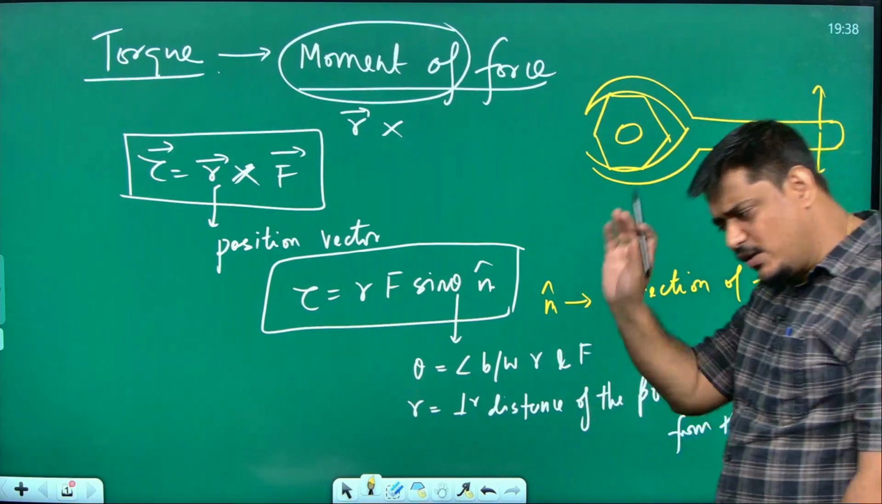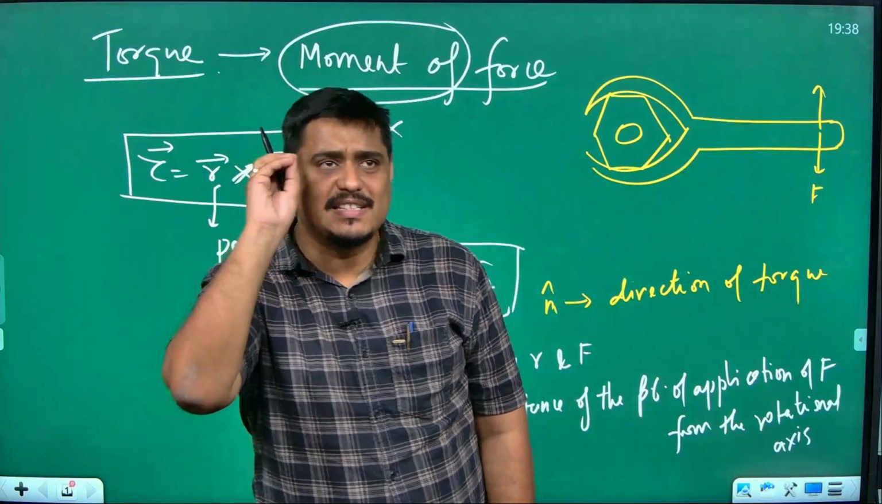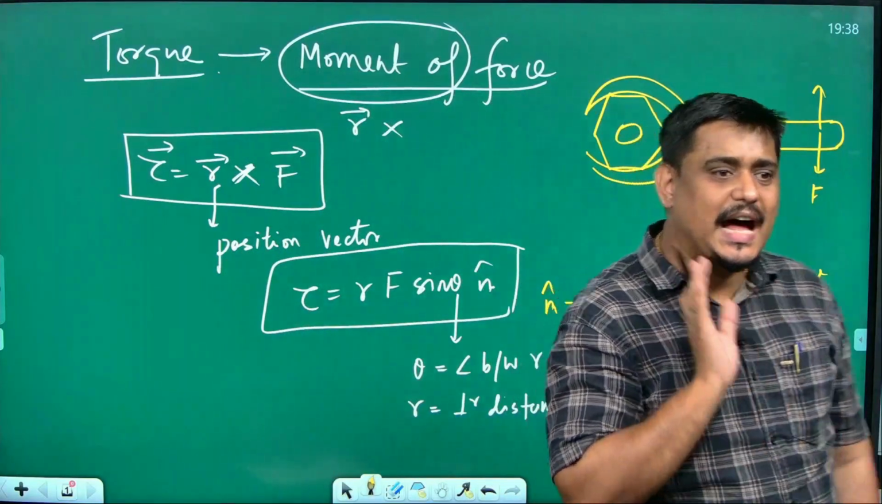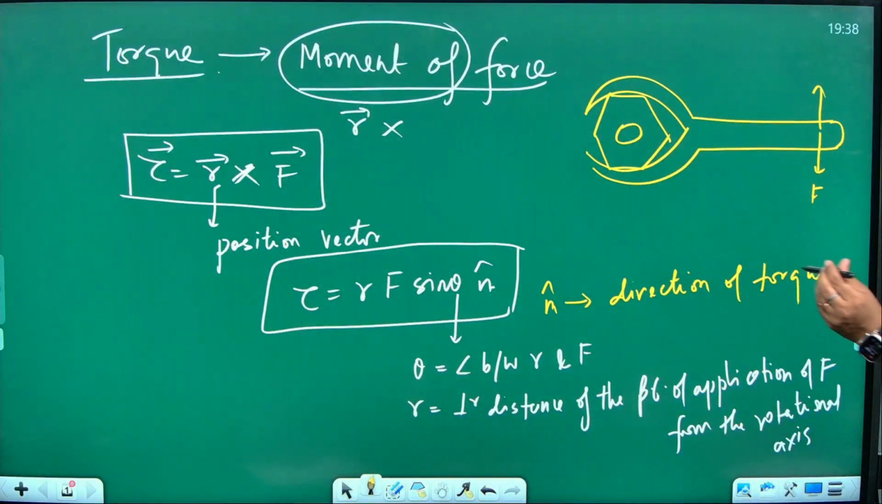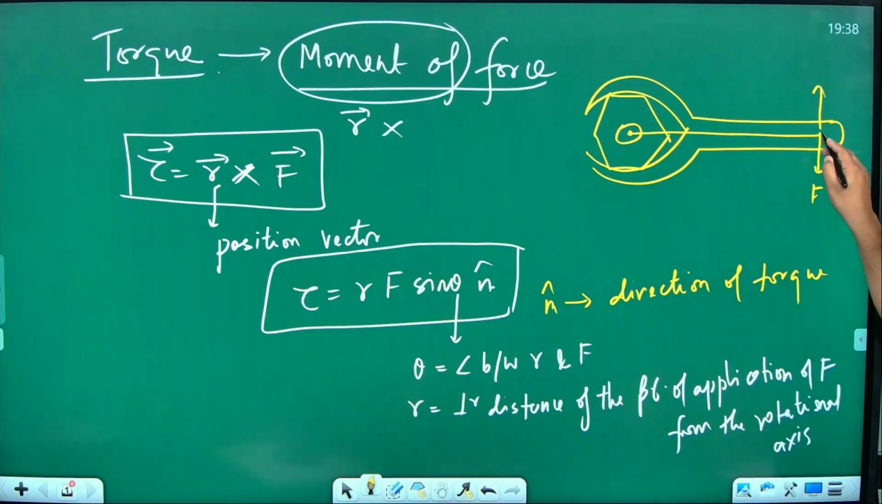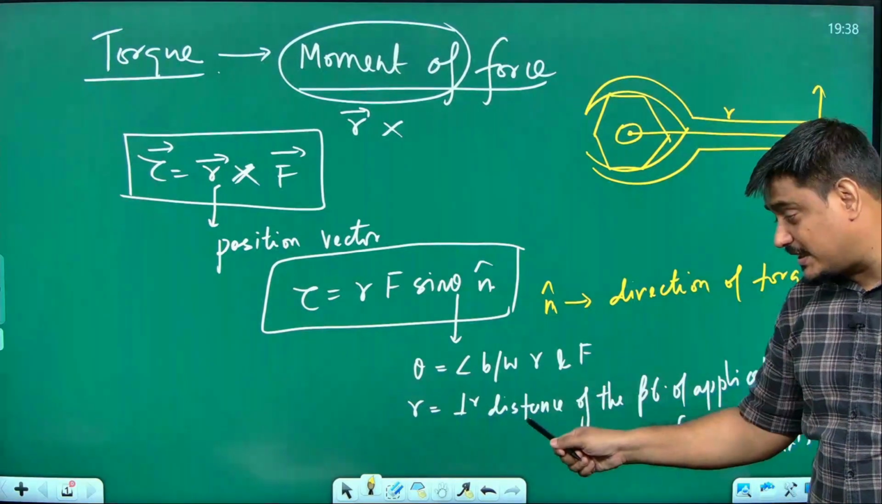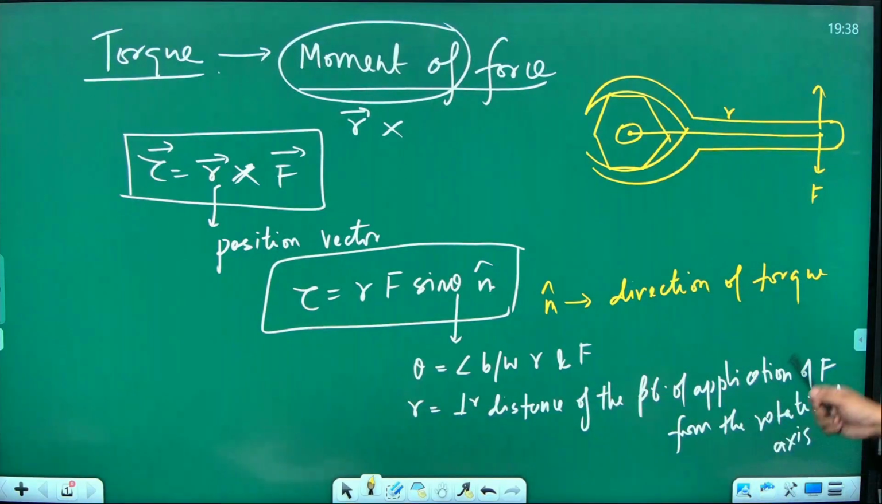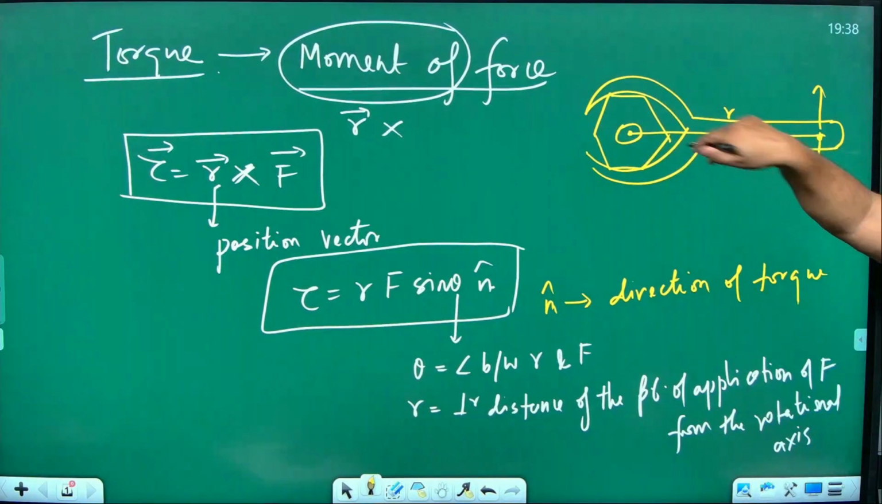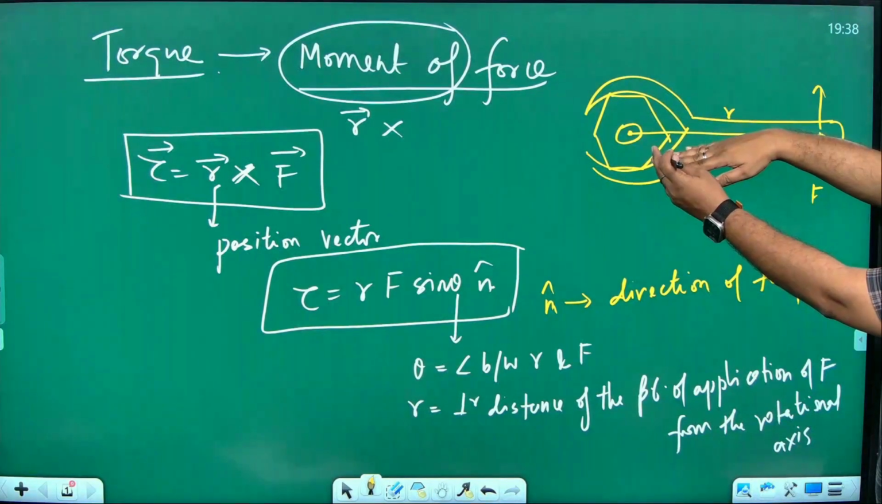Whether the bolt is getting opened or closed, it is either moving in this direction or in this direction, am I right? R is this. Now see, you understand, R is what? Perpendicular distance of the point of application of force from the rotational axis, isn't it? So this distance is called R.